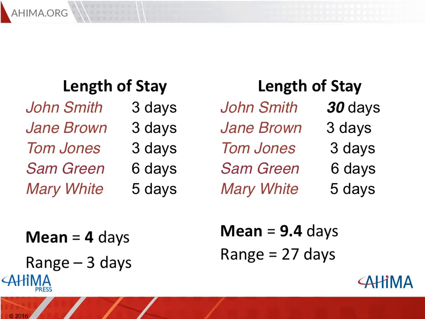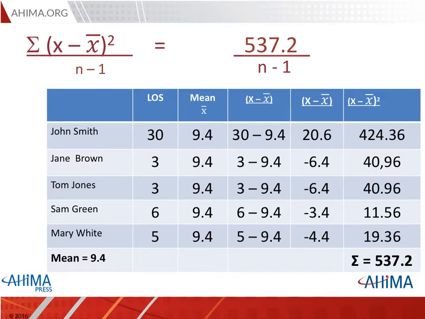Now we will calculate the variance for our second set of data. Remember, the only difference is John Smith's length of stay was 30 days instead of 3, which increased our mean to 9.4 days. This outlier also had a huge impact on the range of our data. Again, we have added our data to the table and calculated the numerator.